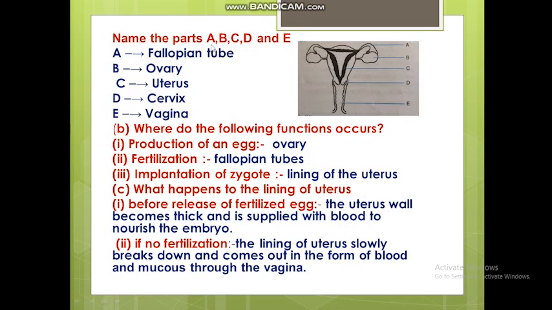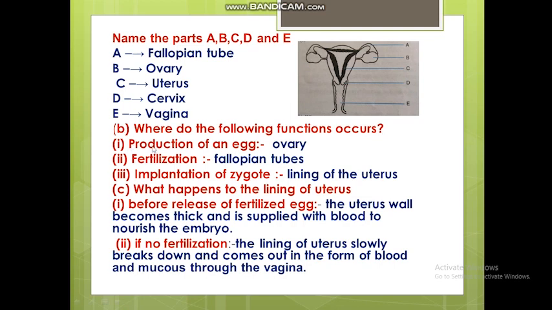Name the parts A, B, C, D and E. This is the diagram showing the female reproductive parts. The part A is fallopian tube, part B is ovary, part C is uterus, part D is cervix and the part E is vagina. The second question here is, where do the following functions occur?